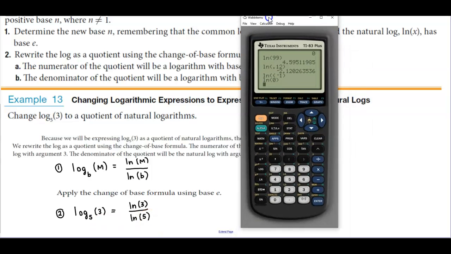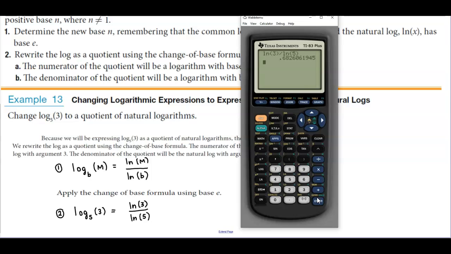Okay, and then what I want to point out are the answers. So we've converted it to natural logs. If I take the natural log of 3 on my calculator and divide that by the natural log of 5, that would give me the approximation. If we round that to 4 decimals, it would be 0.6826.